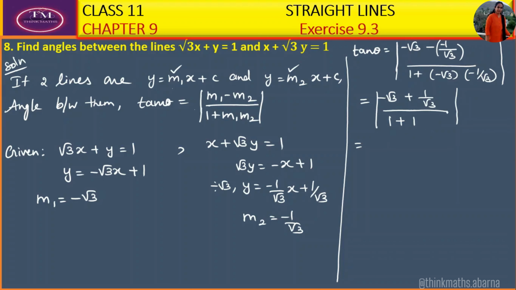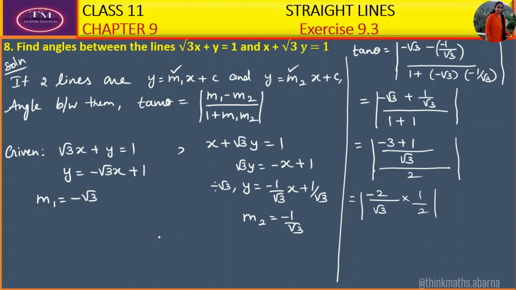Now, if we take LCM here, we will get root 3 as the LCM. So multiplying root 3 here, root 3 into root 3 is 3, minus 3 plus 1 divided by 1 plus 1, 2. So we will be getting minus 2 by root 3. This is 2 by 1. It will change to 1 by 2 if I take it to the denominator. So 2 gets cancelled, and I will get minus 1 by root 3.